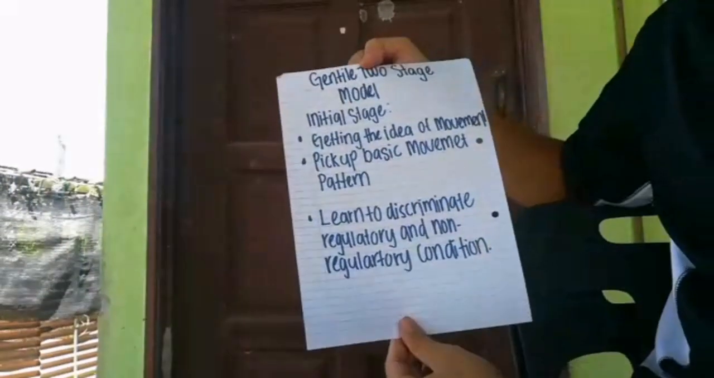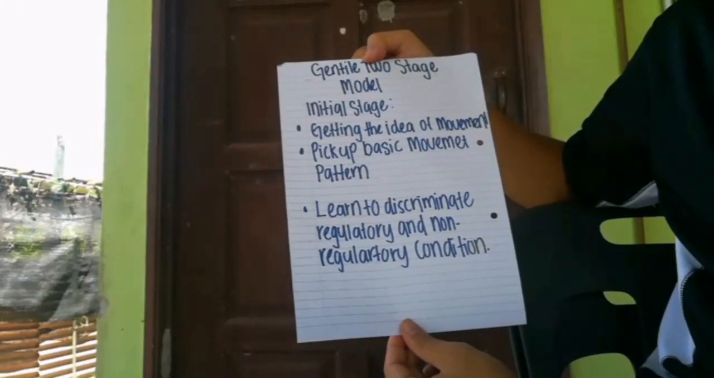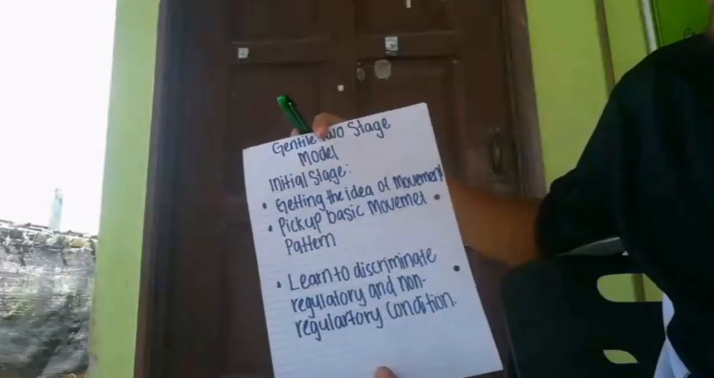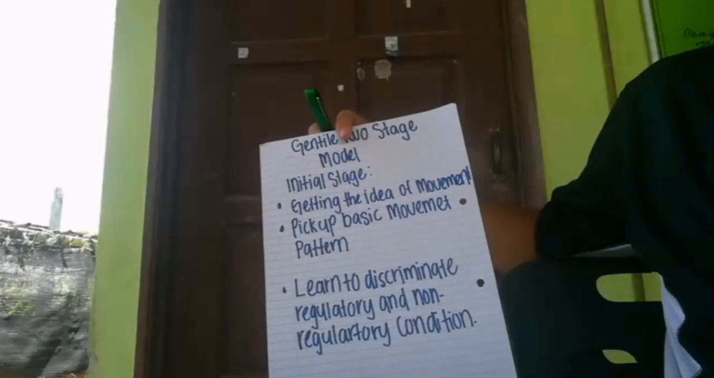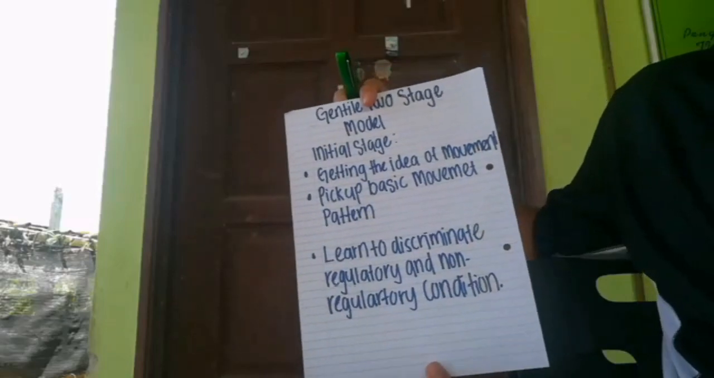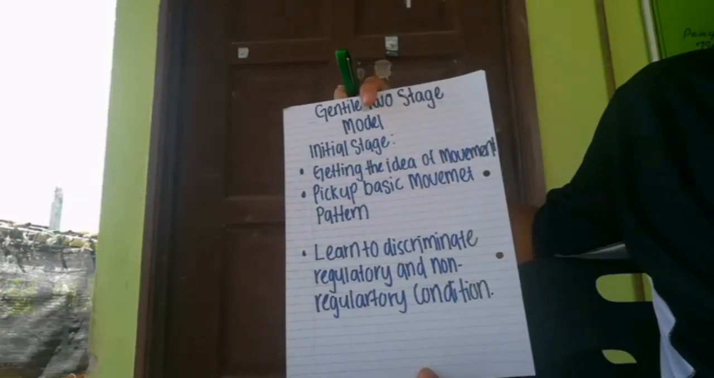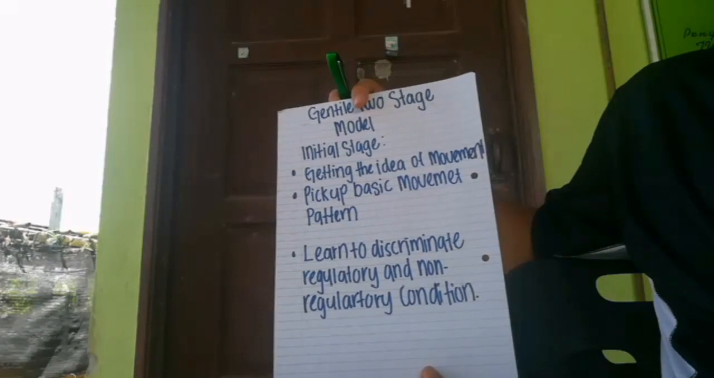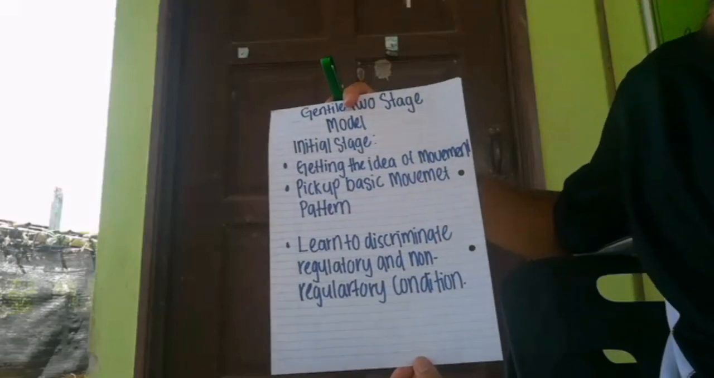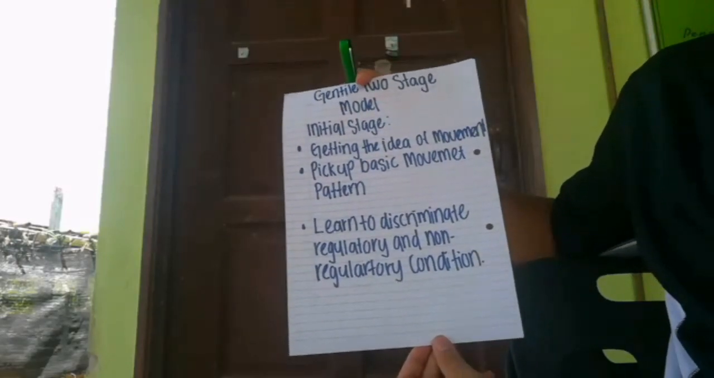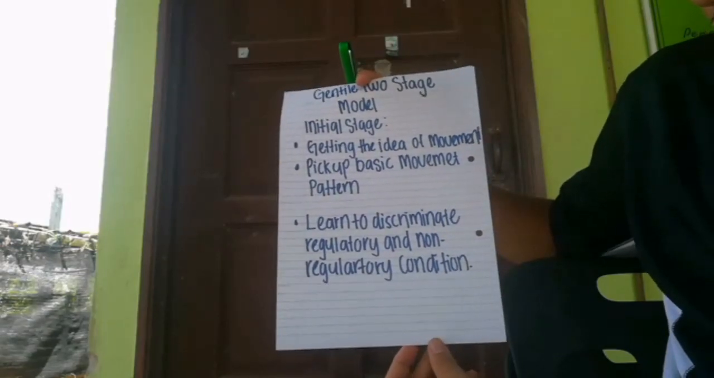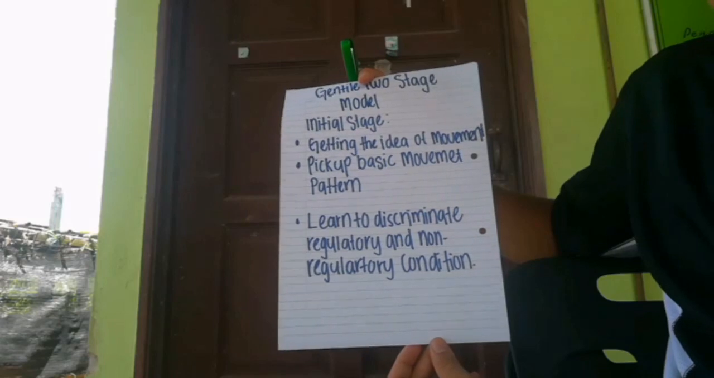Then I will cover the Gentile two-stage model. This is the Gentile stage model. It has two stages, the initial stage and the later stage, another level of motor learning proposed by Gentile in 1972. Let me tell you one by one. The initial stage is getting the idea of the movement, picking up the basic movement pattern, and learning to discriminate regulatory and non-regulatory conditions.